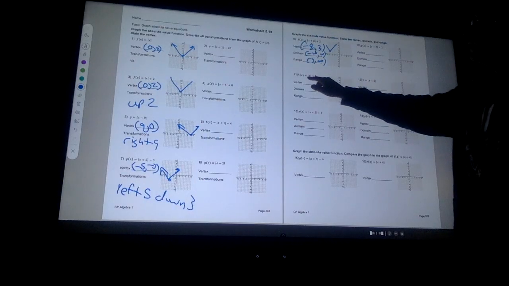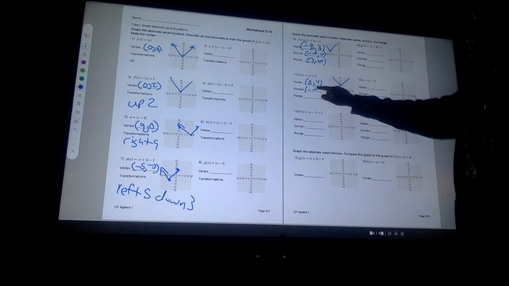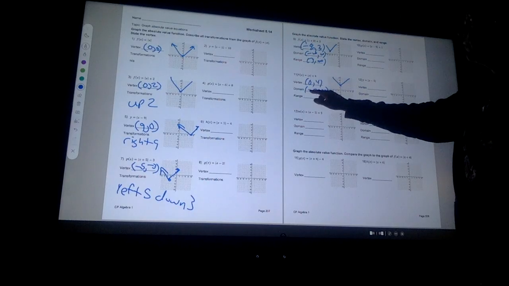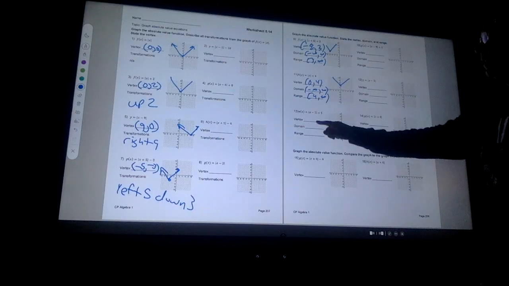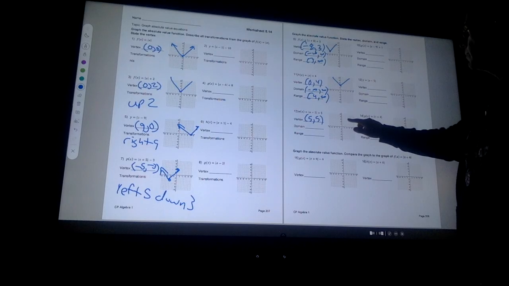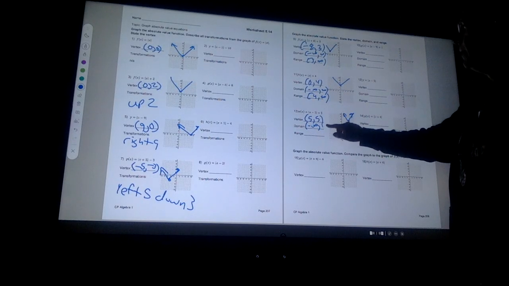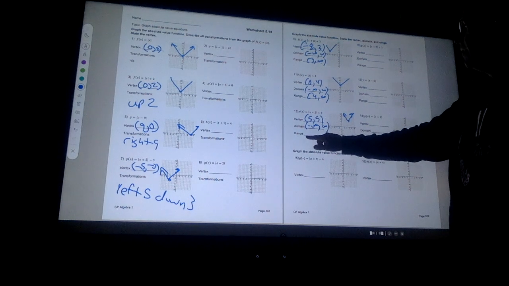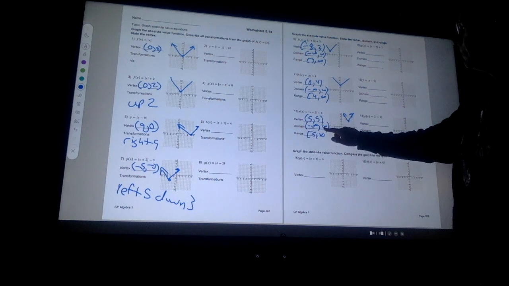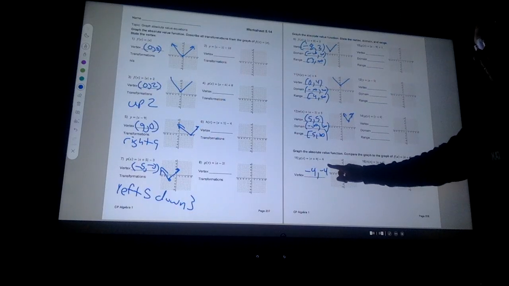Number 11, vertex is at 0, 4. Our domain, negative to positive infinity. Our range from 4 to infinity. Our vertex here is going to be 5, 5. Domain, negative to positive infinity. Range, 5 to infinity. Our vertex here is going to be negative 4, negative 4.